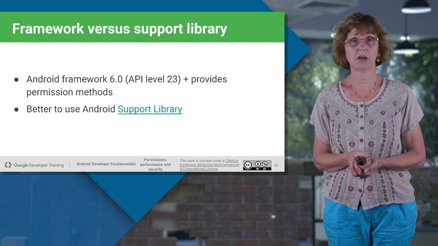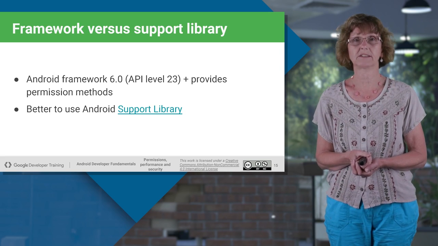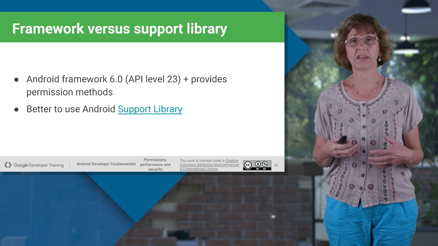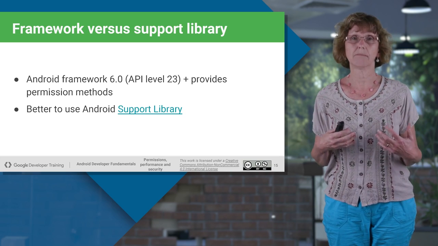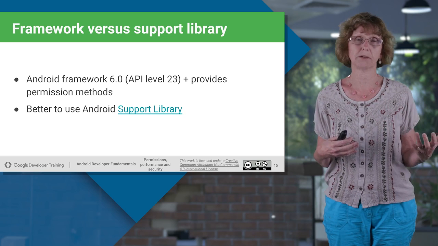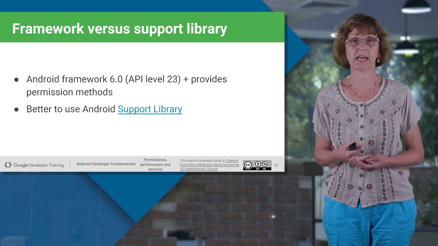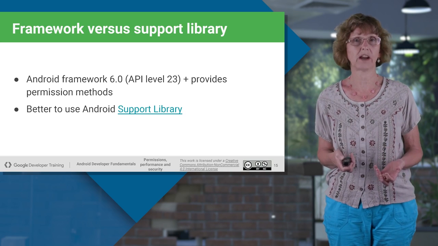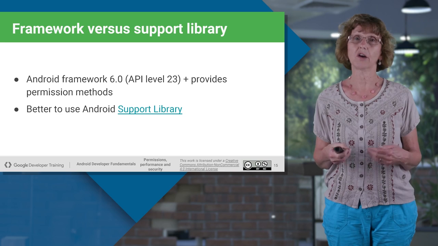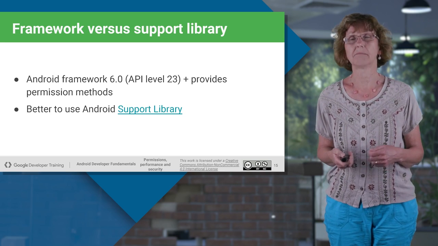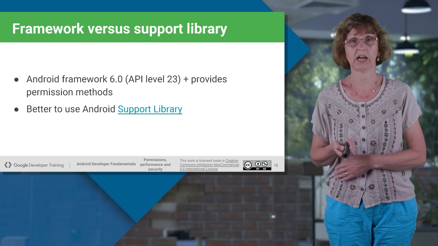So starting with Marshmallow, which is Android 6, API level 23, the SDK includes methods for checking the permission. Do I have permission? Has the user granted permission? There are APIs for doing that. And you can actually just use the framework methods. But those methods have also been added to the support library, and it's much better to use the support library methods.